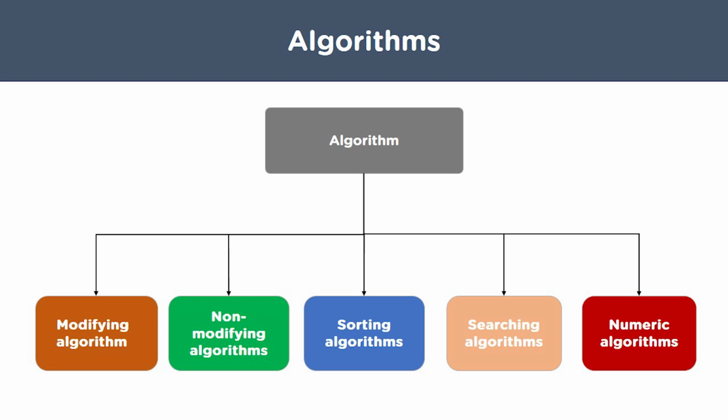Then sorting algorithms. This algorithm is used to sort the container elements. Its example is sort function. Next is searching algorithm. As the name suggests, this algorithm searches for the element. Binary search algorithm is mostly used search algorithm. Last is numeric algorithm. This algorithm works on numeric values, or we can say it solves some numeric problems. Examples are accumulate function and partial sum functions.